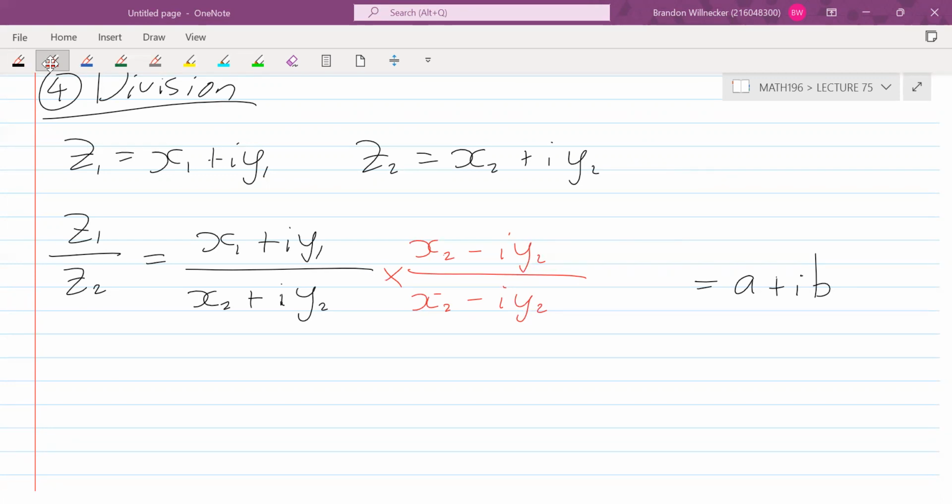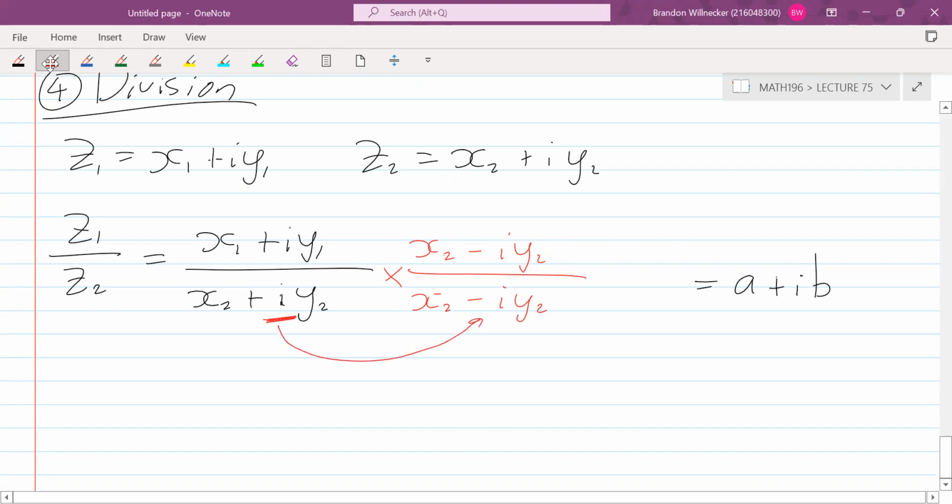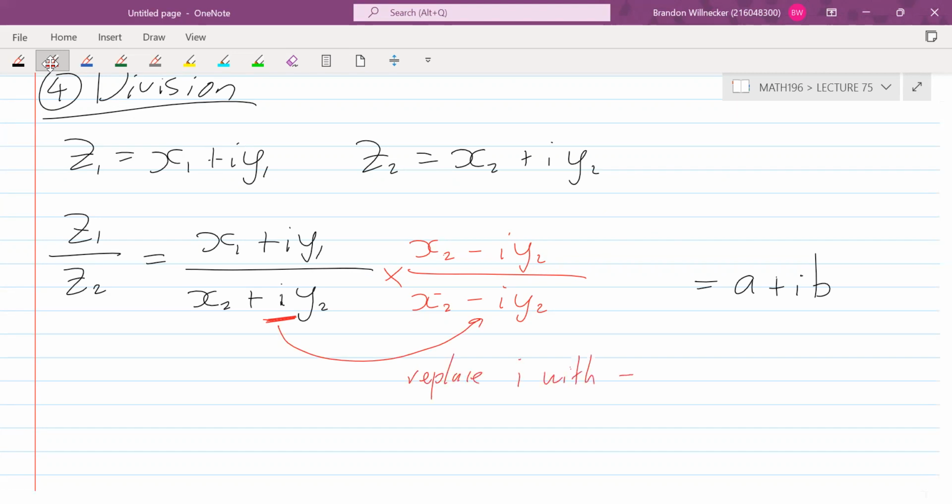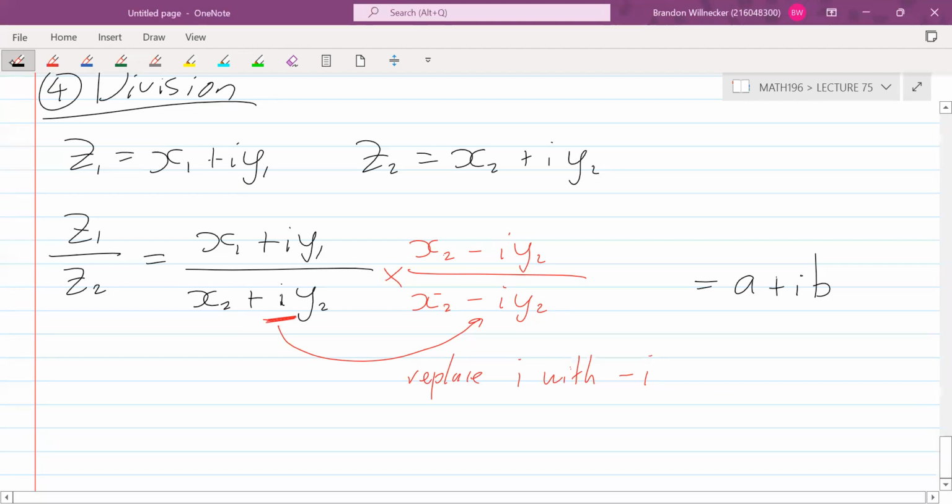Well, we look over here at this denominator. We have x2 plus r times y2. So what we do is we replace the r with minus r. We call this complex conjugation, and we're going to be looking at that with this fifth operation. But for now, we just think about it as plus r goes to minus r, and we multiply by this one factor here. Okay, so why do we do that?